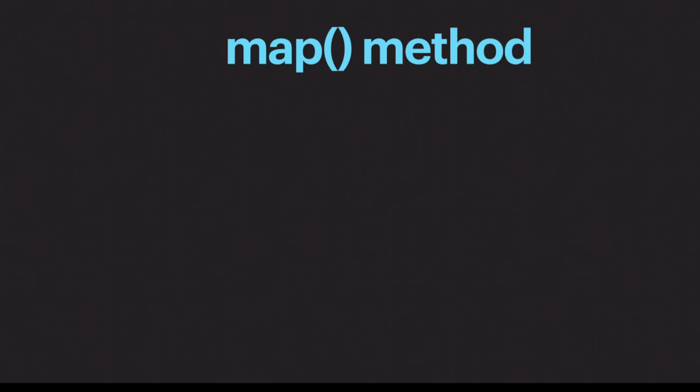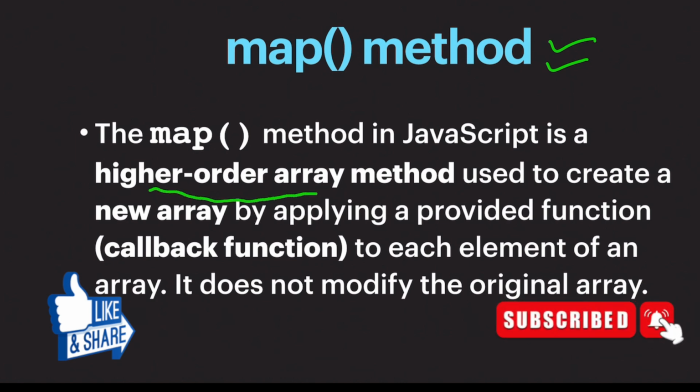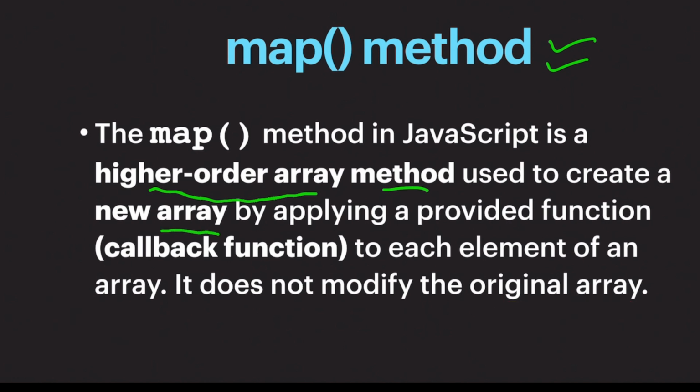In this video we will talk about the map method. The map method in JavaScript is a higher order array method that is used to create a new array by applying a provided function, called a callback function, to each element of an array. It does not modify the original array, but it returns a new array.